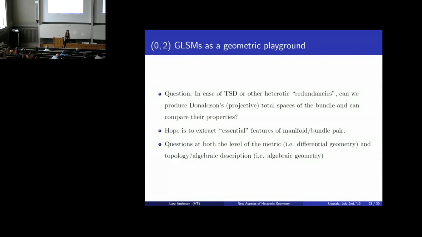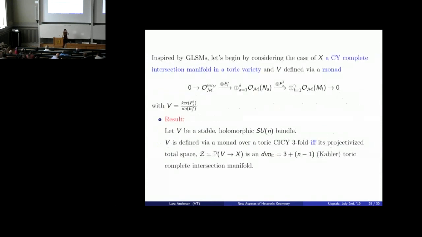I'm going to focus on the latter first. So inspired by gauge linear sigma models, let me take a step back and just say I want to consider the case of a complete intersection in a toric variety that's going to build for me a Calabi-Yau manifold X, and a vector bundle defined by the monad, as I just argued before, arises in GLSMs.